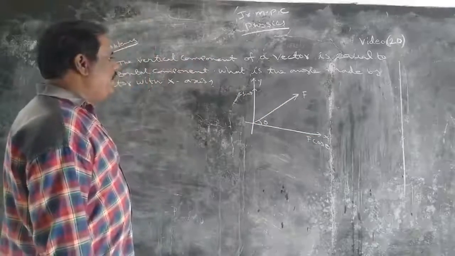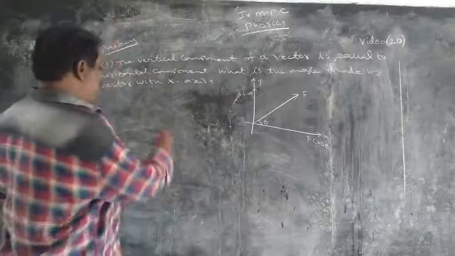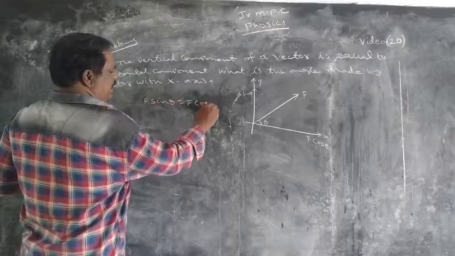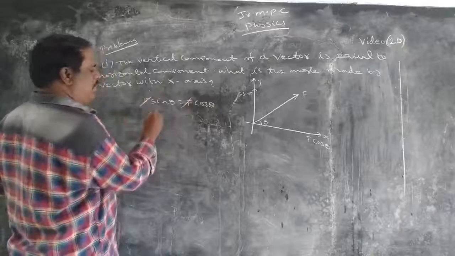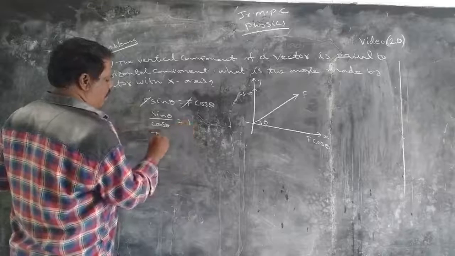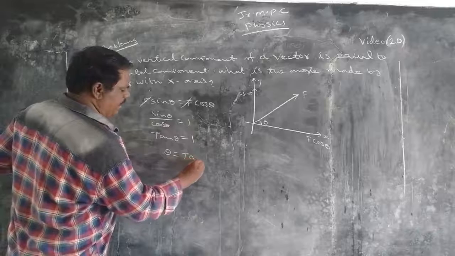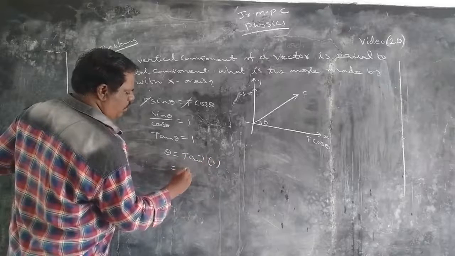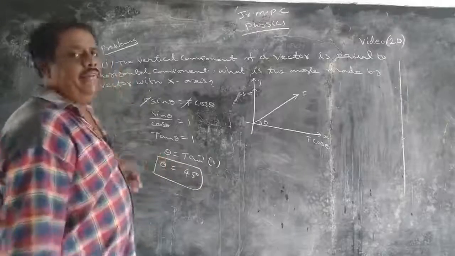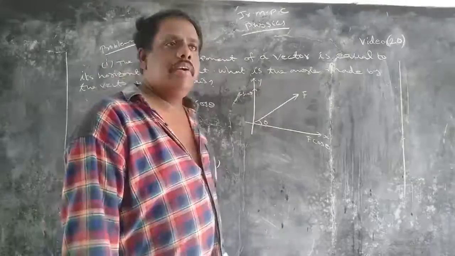Okay. So according to our problem, the horizontal component will be equal to the vertical component. That means F sin theta is equal to F cos theta. F cancels. That means sin theta by cos theta equals 1, or tan theta equals 1, or theta equals tan inverse 1. That is equal to 45 degrees. So when the vertical and horizontal components are equal, the theta value will be equal to 45.